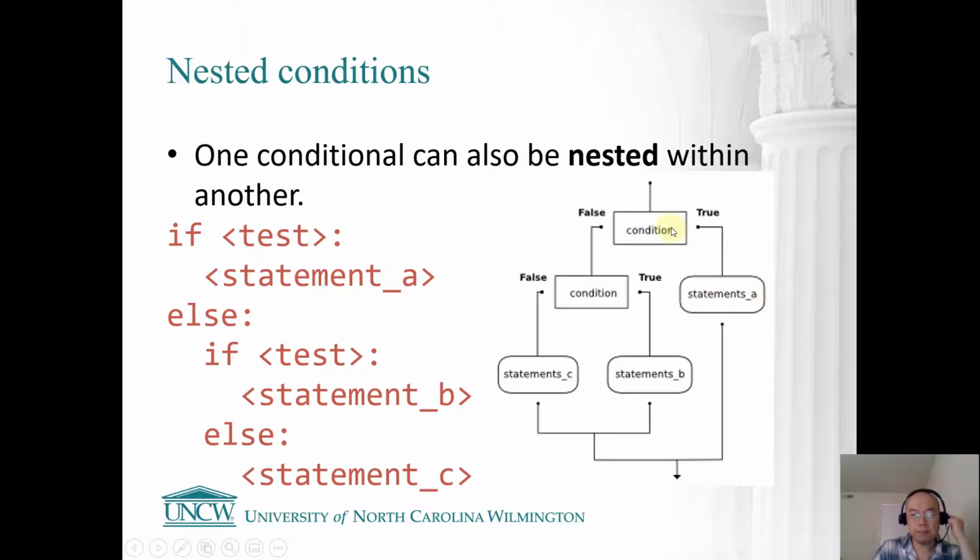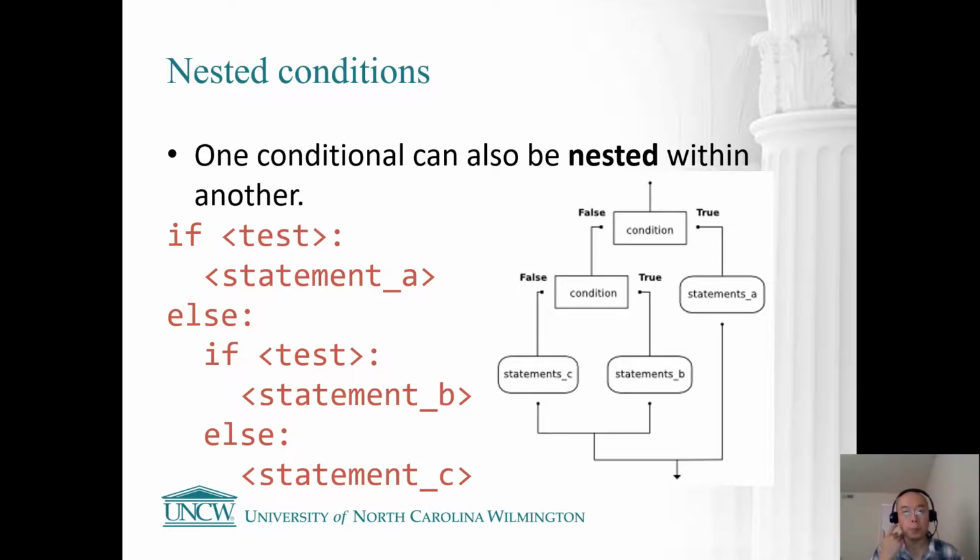And then if the first condition is false, what are we going to do? We are going to go here and check another condition. If the second condition is true, there's a true branch, or if the second condition is false, we have another set of statements. So there are a total of 3 different branches. Okay, so this is the idea of why we are using nested conditions.